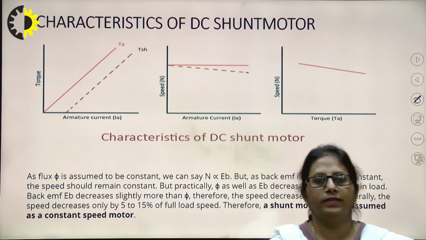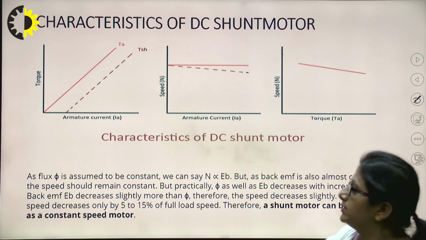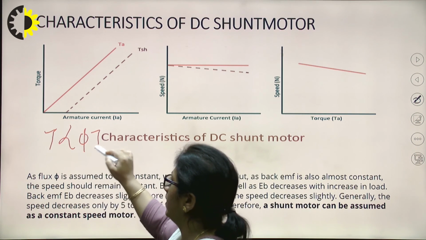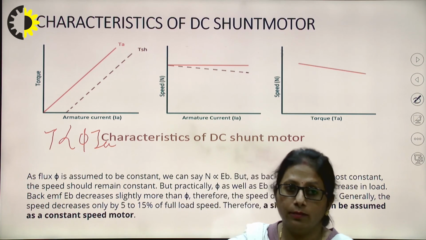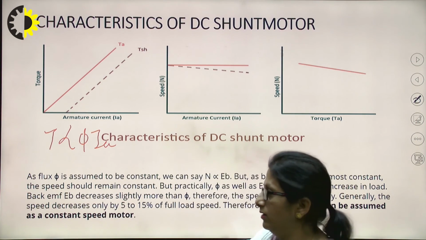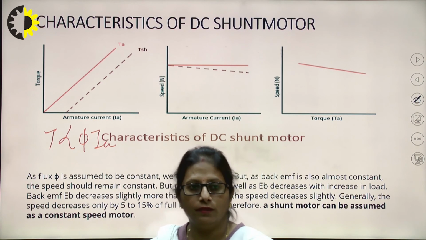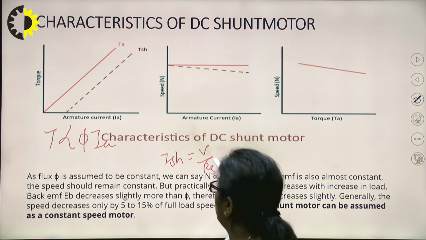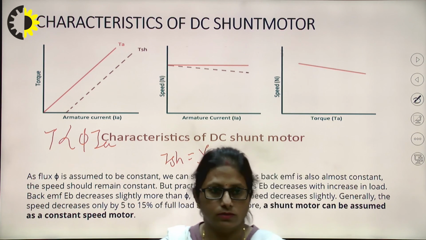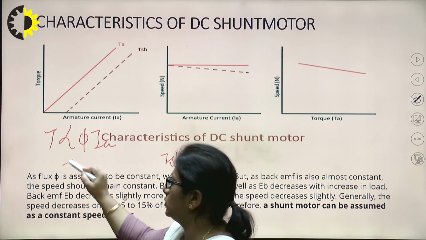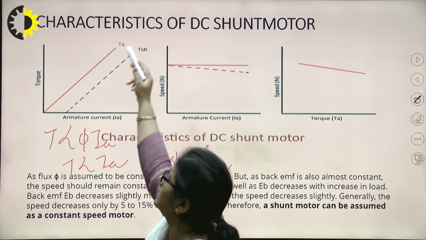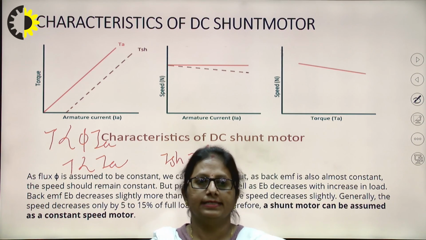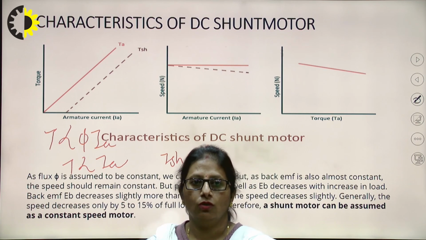Now the characteristics for a DC shunt motor. In this case, the relationship between torque and armature current is the same: torque is proportional to phi Ia. But in case of a DC shunt motor, we know that the flux is constant. The flux is proportional to the current flowing in the field winding, that is Ish, which is given by V upon Rsh. Both of these are constant. So the flux is also constant. If the flux is constant, torque is directly proportional to armature current. That's why it is a straight line, and the shaft torque is slightly lesser, lying behind the armature torque.